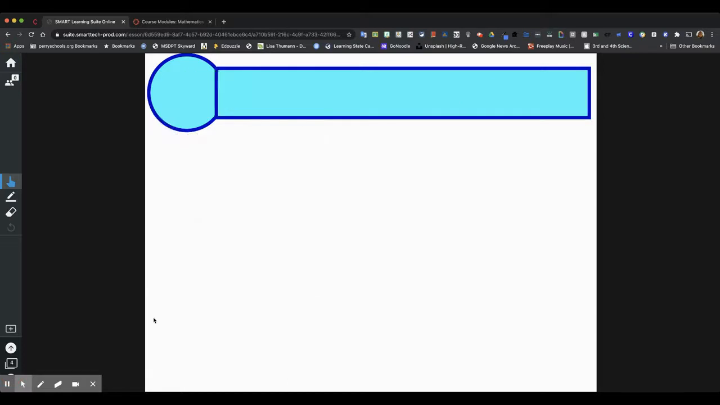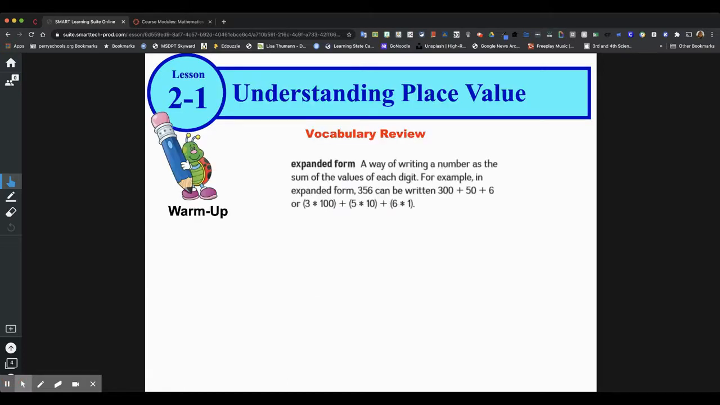All right, last word, expanded form. This is a way of writing a number as the sum of the values of each digit. Here's an example. In the expanded form of 356, it can be written as 300 plus 50 plus 6, or we could do 3 times 100 plus 5 times 10 plus 6 times 1. We'll take a closer look at that in this lesson. But you'll see we have 3 in the hundreds place, 5 in the tens, 6 in the ones place.